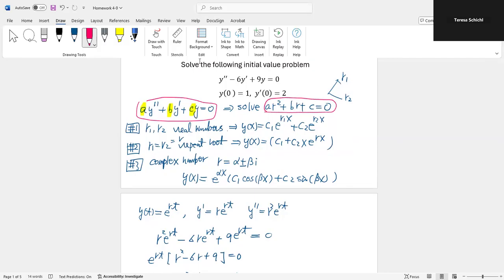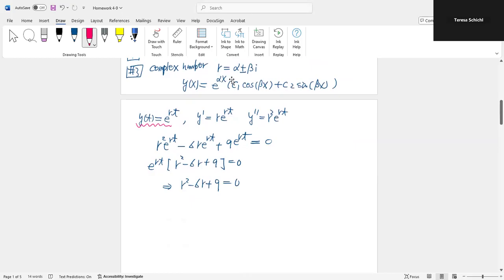So ar squared plus br plus c. The reason why is because the problem did not tell us what the first solution is, so we guess. We guess y(t) equal to e^(rt), because the derivative of e^(rt) has a certain good characteristic. That's why we end up with r squared minus 6r equal to 0.